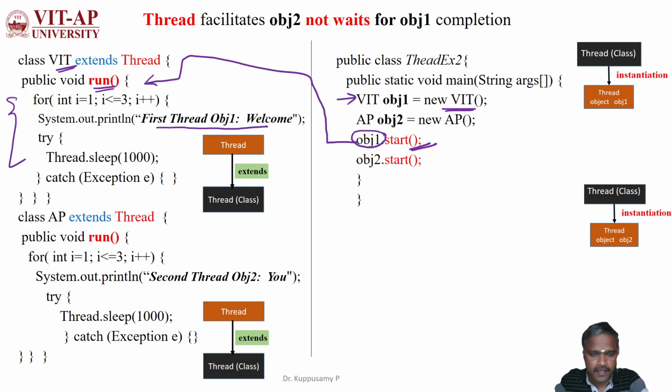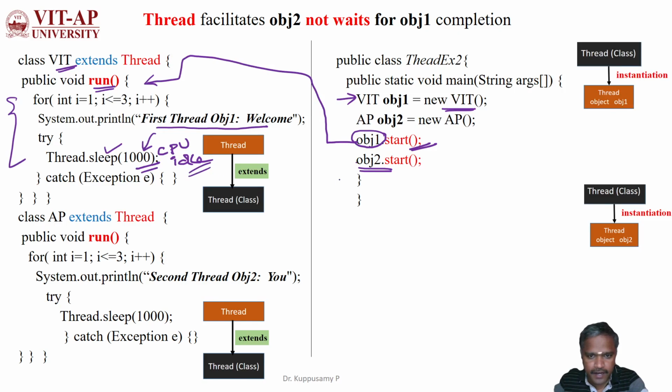First it is displaying the statement welcome, then it is introducing a 1000 milliseconds delay. In this time the cpu is idle, okay, so it is not performing any process because the 1000 milliseconds is introduced as a delay. So in this 1000 milliseconds, obj2 will start and use that cpu.